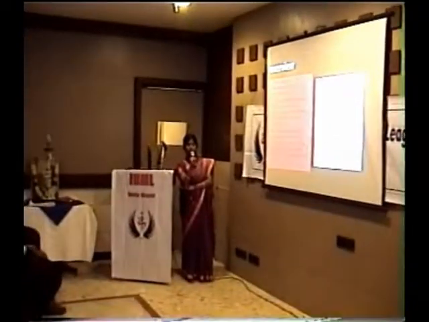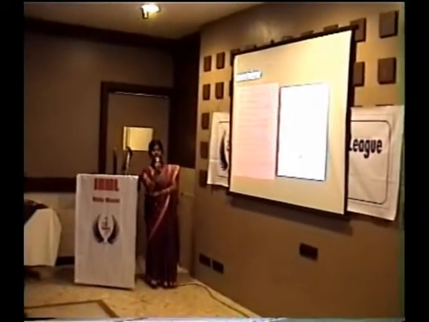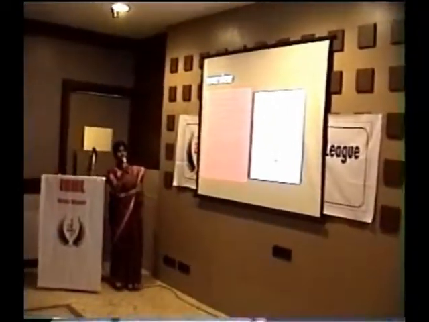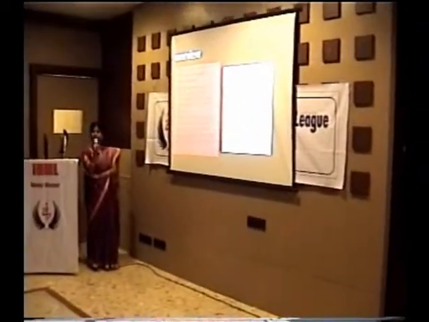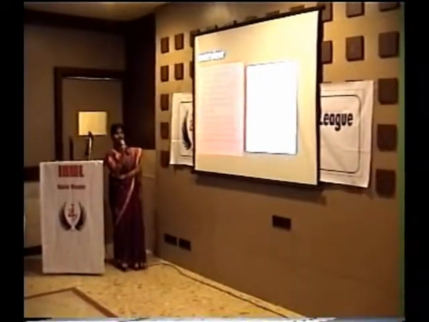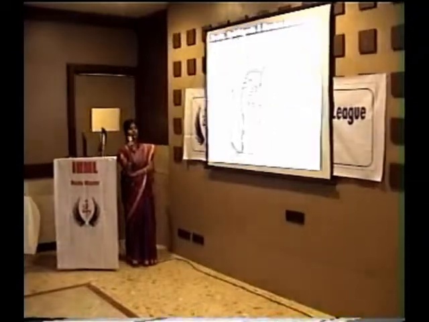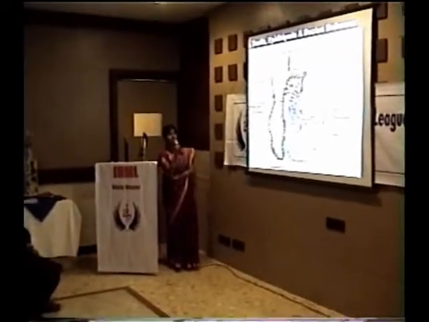This is the female reproductive system. We all know the uterus is in the center, with the right and left fallopian tubes, and adjacent to that are the right and left ovaries, which are held by the ovarian ligament, and the cervix with the internal and external os.